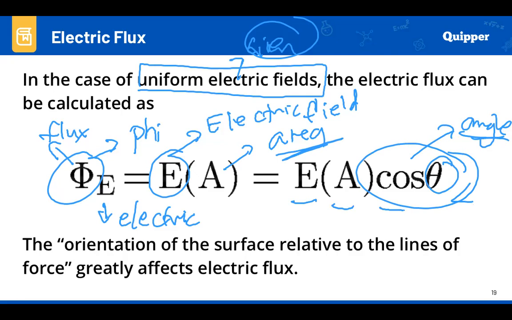That is about finding the electric flux, or the flow of electric field through our given plate. Okay? The orientation of the surface relative to the lines of force greatly affects electric flux. Okay? I said earlier, if our plate is bigger, it gets more. If smaller, it gets less. Okay? Remember this thing? EA cosine theta. Okay?